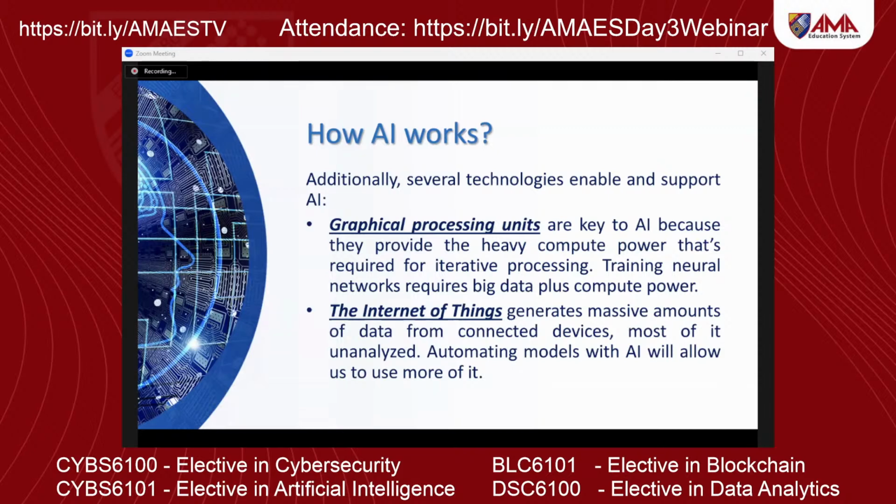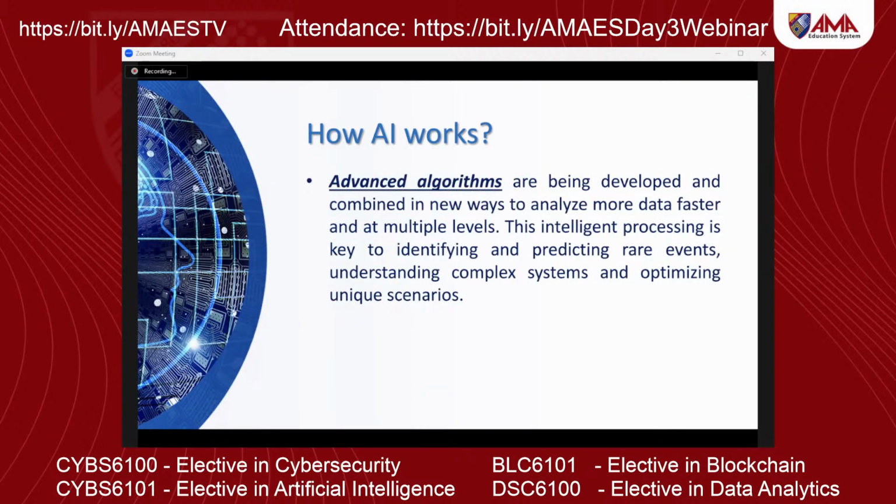Training neural networks requires big data plus computing power. Next, we have the IoT or the Internet of Things. It generates massive amounts of data from connected devices, most of it unanalyzed. Automating models with AI will allow us to use more of it. Next, we also have the advanced algorithms. They are being developed and combined in new ways to analyze more data faster and at multiple levels. This intelligent processing is key to identifying and predicting rare events, understanding complex systems, and optimizing unique scenarios.